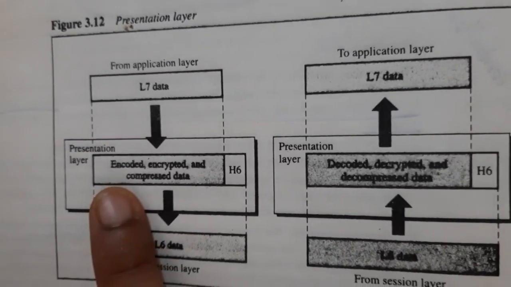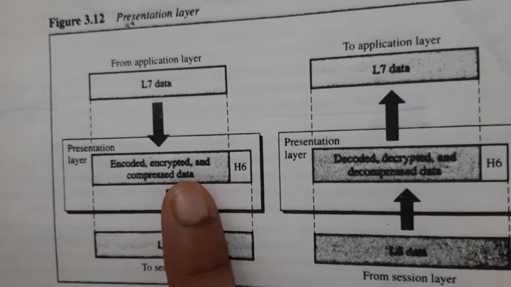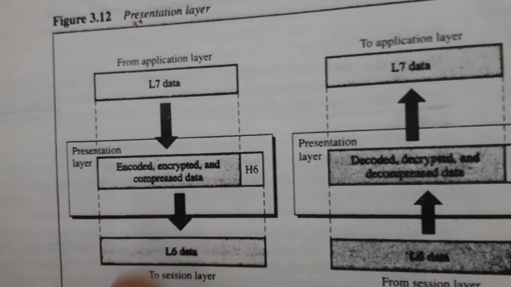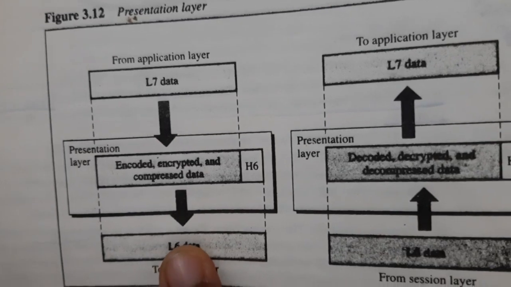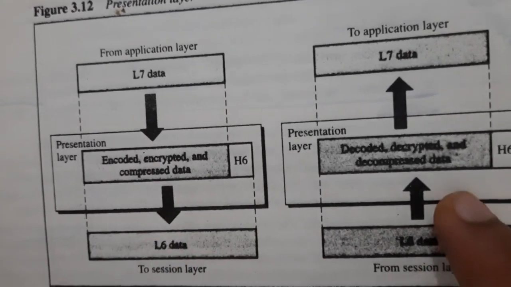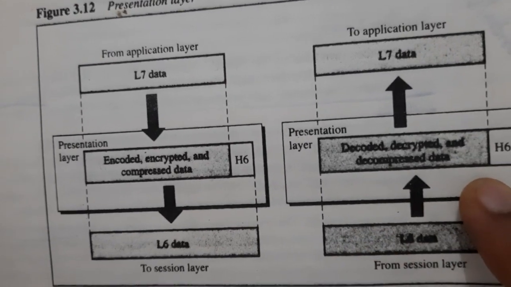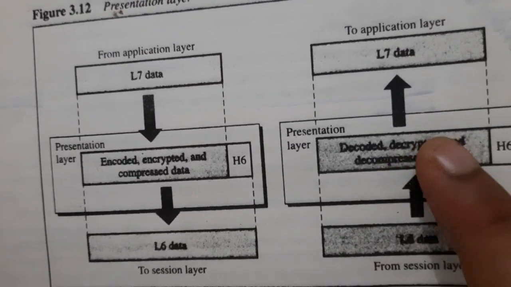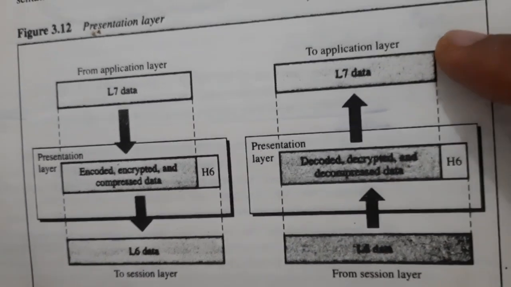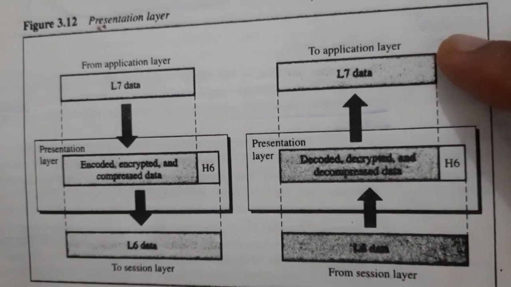Now we get the encoded, encrypted and compressed data, and we send the data to layer 6. This is the L6 data, and we send it to the receiver side, and the receiver decodes, decrypts and decompresses the data and gives it to the application layer. So this is a function of presentation layer.